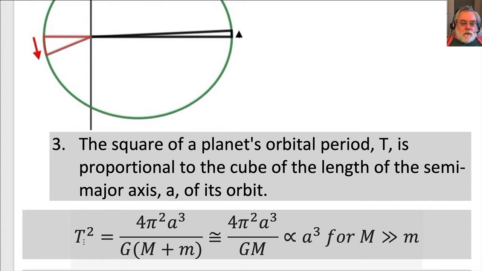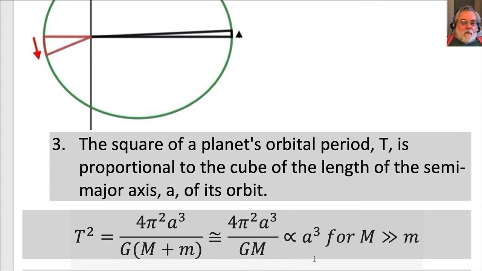Here's the period squared, and it's proportional to the semi-major axis a cubed. This is the correct expression for one single body orbiting another larger body.